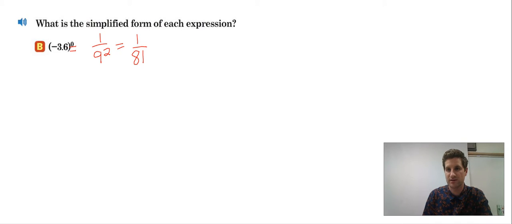Okay. Part B, negative 3.6 to the 0 power. These are my favorite. 1. That's it. Alright, let's take a look at our next one.